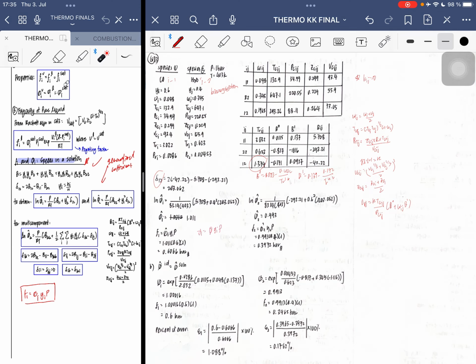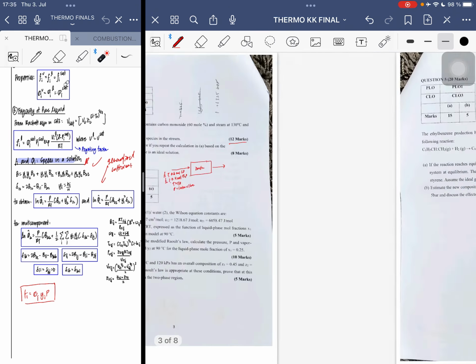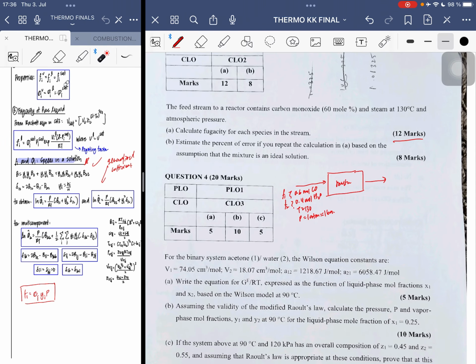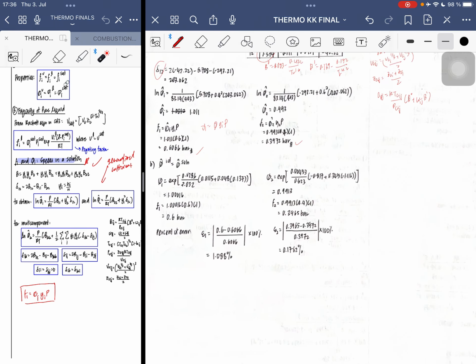So the next question demands you to find the percent error if you repeat the calculation in A, based on the assumption that the mixture is an ideal solution. So if you want to assume the mixture is an ideal solution, then your assumption would be: ideal mixture equals ideal solution.